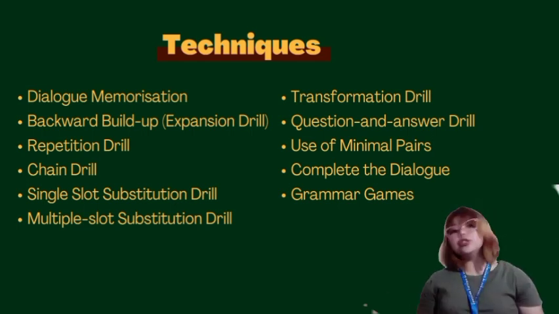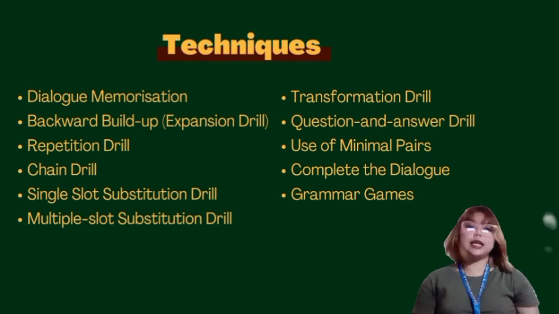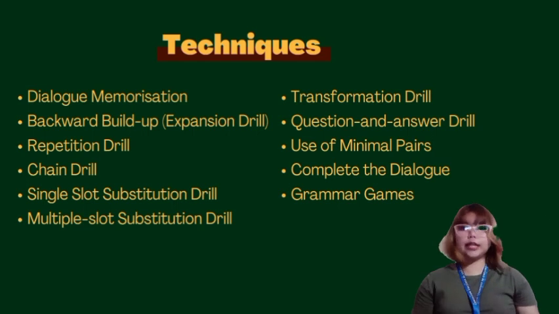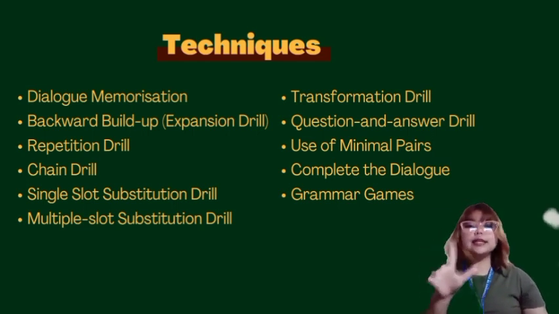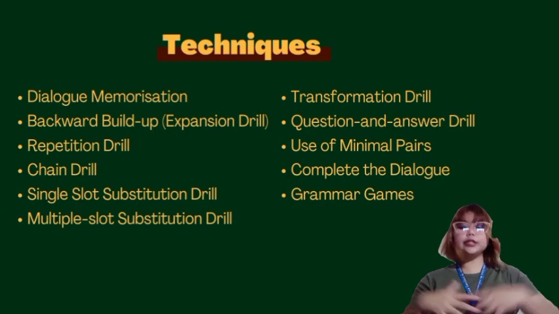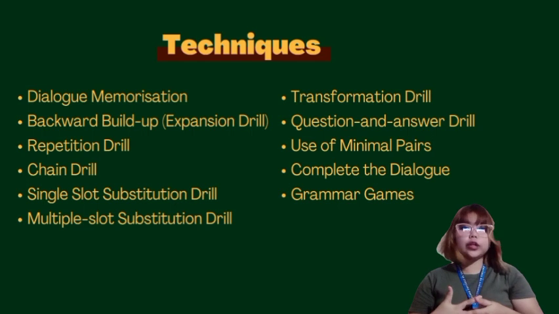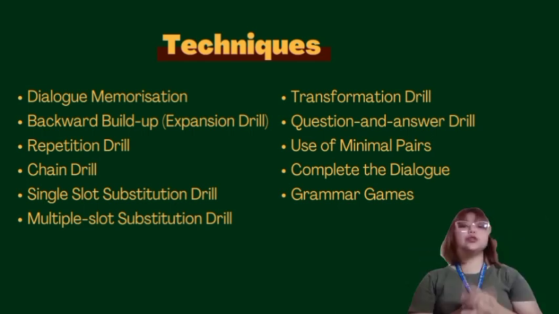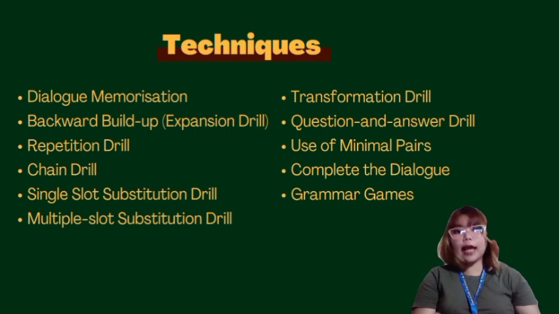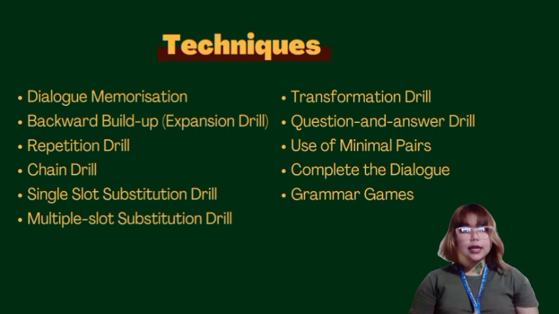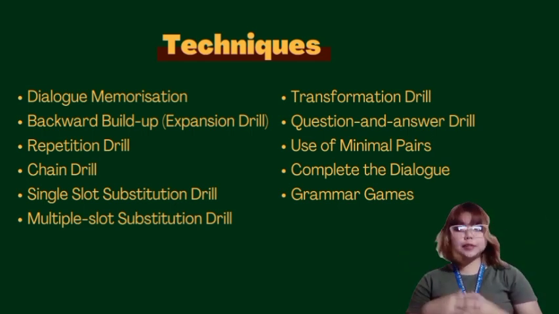Third, repetition drill. Students repeat the teacher's model as quickly and accurately as possible. Fourth, chain drill. Students are asked and answer each other one by one in a circular chain around the classroom. Fifth, single slot substitution drill. Here, the teacher states a line from the dialogue, then uses a word or a phrase as a cue that students, when repeating the line, must substitute into the sentence in the correct place. Sixth, multiple slot substitution drill.